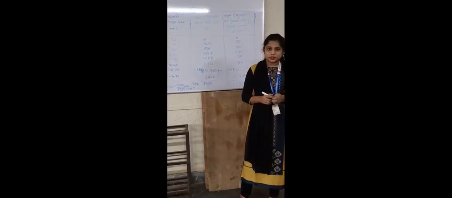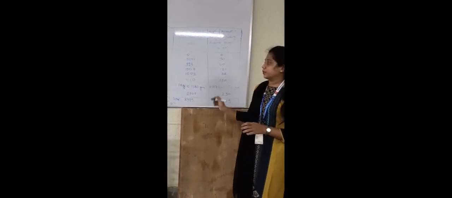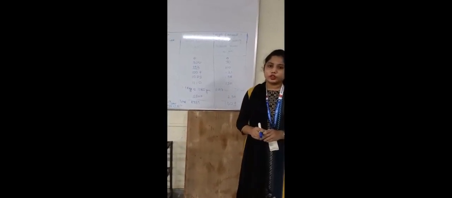As per our criteria, if the flakiness index value is 15% or less, we can use this type of aggregate in a bitumen or non-bitumen road. This type of aggregate we can't use for a concrete road.